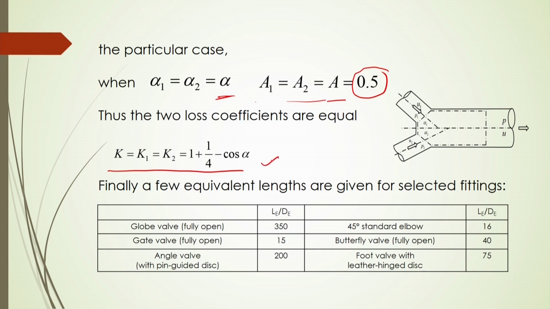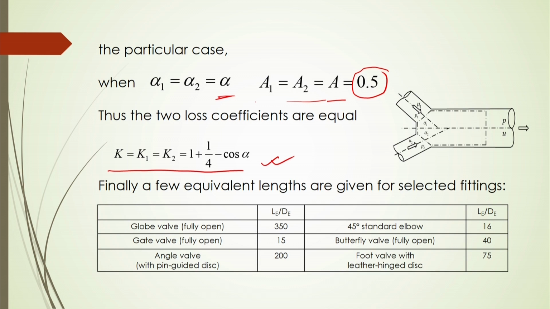This is very interesting: if you choose pipe cross sections of equal cross-sectional area, then only one minor loss coefficient needs to be considered, which equals 1 plus 1 by 4 minus cos alpha. If it is a 45 degree separation, that is, a 45 degree standard elbow, then cos 45 degree equals 1 by root 2, so the minor loss coefficient will be 1 plus 1 by 4 minus root 2.